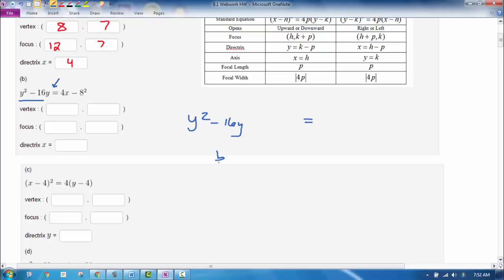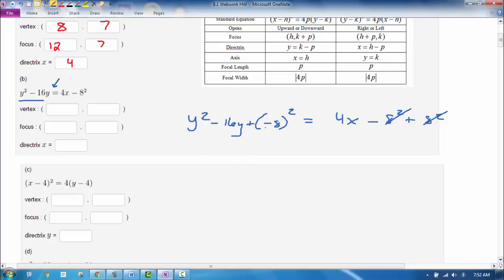And that number is always b over 2 squared, if you remember. So b is negative 16. Negative 16 over 2 is negative 8. So I want to add negative 8 squared to both sides. Now, negative 8 squared is really the same as 8 squared. So on the right side, I had 4x, and I'm going to add 8 squared, and obviously those are going to cancel. The negative goes away because I'm squaring that negative. So I'm really adding 64 to both sides.